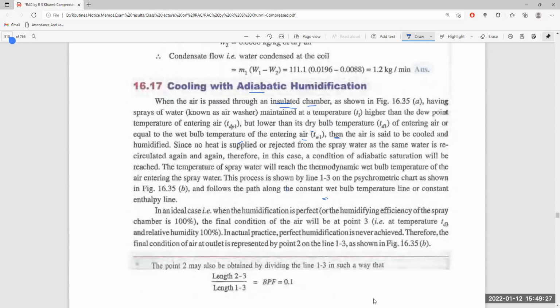Now, if the water spray maintains a temperature higher than the dew point temperature but lower than the dry bulb temperature of the entering air, or equal to the wet bulb temperature of the entering air, then the air is said to be cooled and humidified. It means the air is fully saturated and its temperature is equal to the wet bulb temperature, which is lower than the dry bulb temperature.